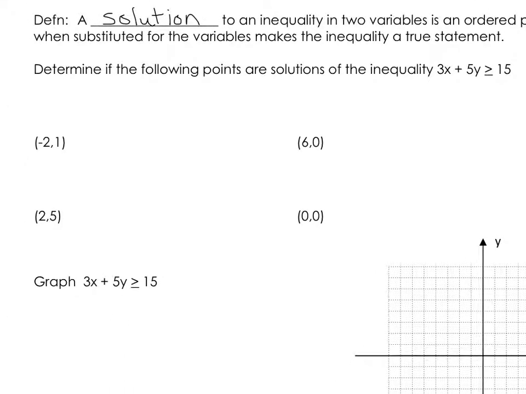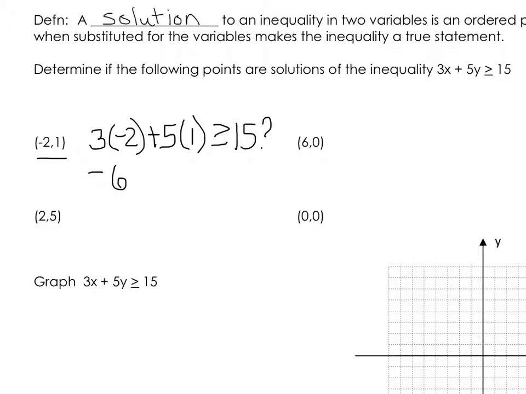So, in order to determine if they're a solution, we will substitute, in our first example, negative 2 for x. So we'll have 3 times negative 2 plus 5 times y is 1. And the question is, is that greater than or equal to 15? So negative 6 plus 5, is that greater than or equal to 15? Negative 1, is that greater than or equal to 15? No. It is not greater than or equal to 15, and it is not a solution.